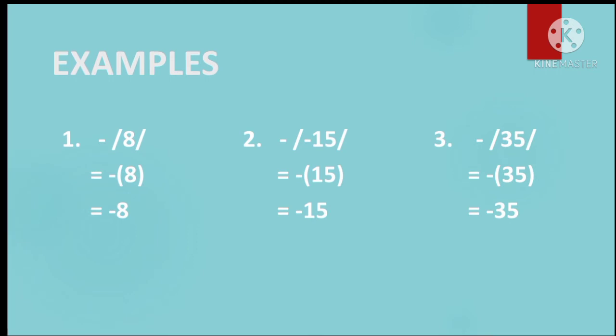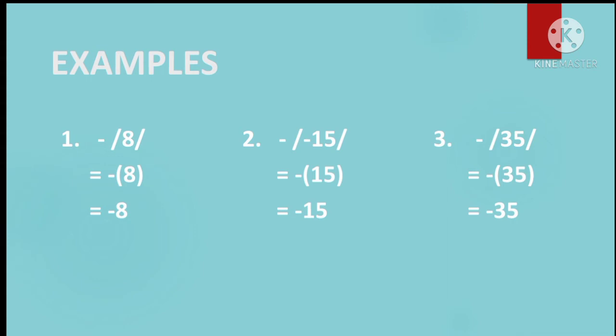Next, in number 3, negative absolute value of 35. The absolute value of 35 is a positive 35 also. Then multiply by the negative sign outside, so it will be equal to negative 35, since negative multiplied by positive is equal to negative.